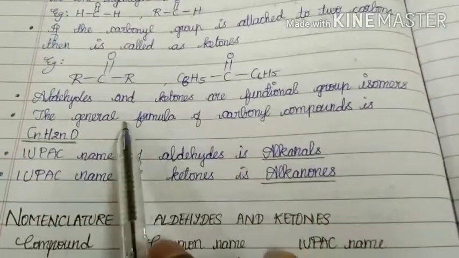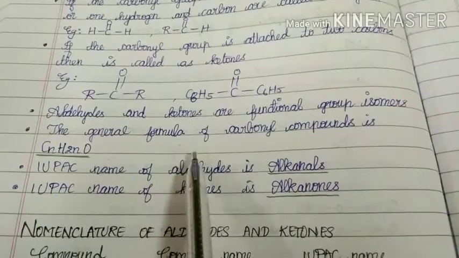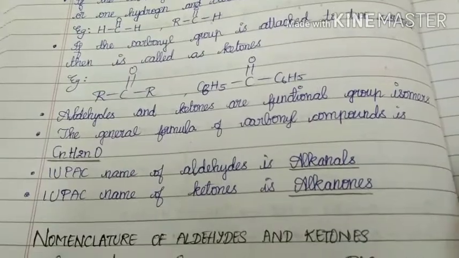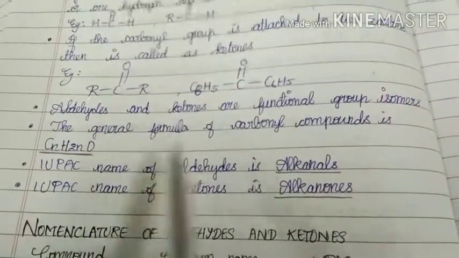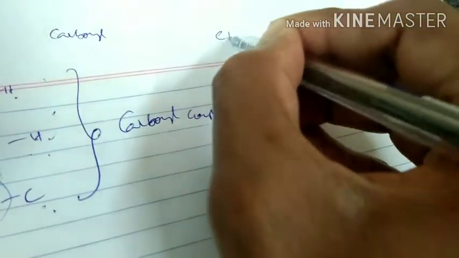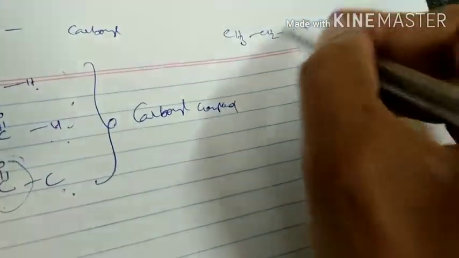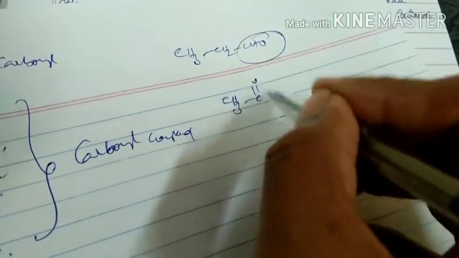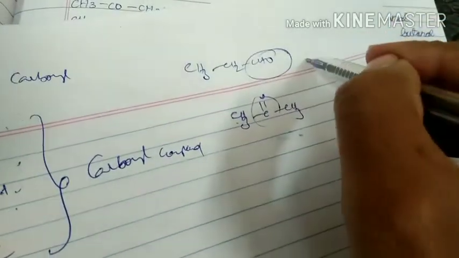Next, aldehydes and ketones are functional isomers. The general formula for carbonyl compounds is CnH2nO. Carbonyl compounds are nothing but aldehydes and ketones. What is the point here? Aldehydes and ketones both are functional isomers. Why? CH3, CH2, CHO. This is aldehyde because if CHO is present, that is aldehyde. CH3, C double bond O, CH3. This is ketone because this carbonyl group is attached to two carbons. This is aldehyde, this is ketone.